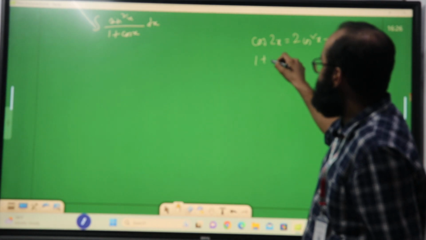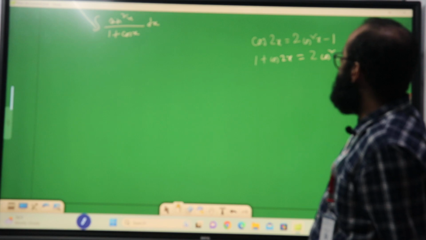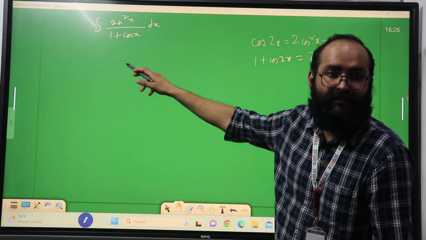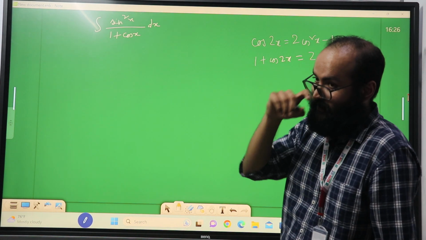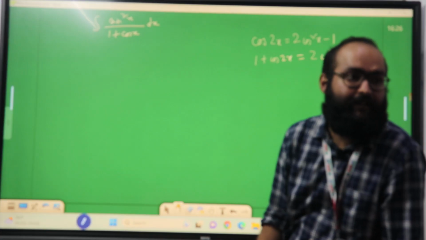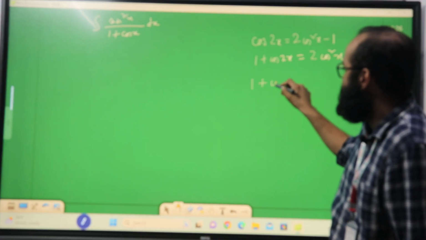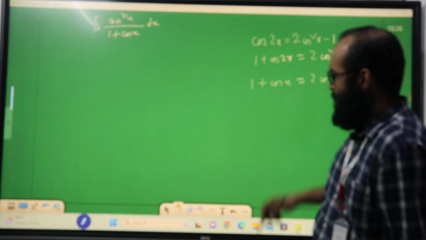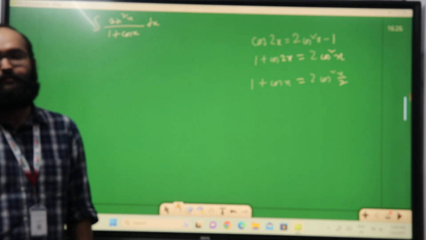If 1 comes to the left side, we will have 1 plus cos 2x equal to 2 cos square x. But here it is 1 plus cos x. We have written the formula for the multiple angle. Instead of cos 2x, what if it is cos x? It will become a submultiple angle, isn't it? If we divide each angle by 2, what can we write? 1 plus cos x equal to 2 cos square x by 2. Yes or no?